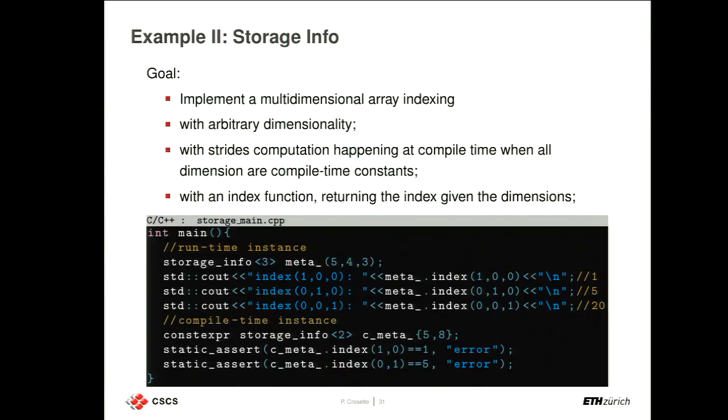The class which we will implement is storage info. We pass the dimensionality and the 3 dimensions. And then we access the indices, specify 3 coordinates. And these coordinates will return the offset at which we access the storage.